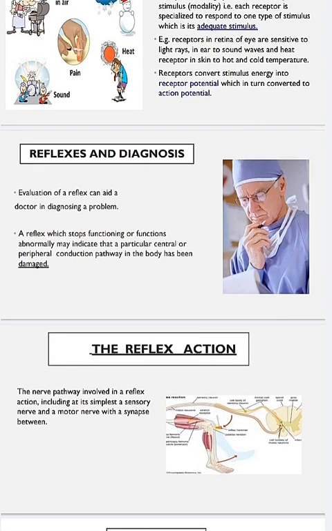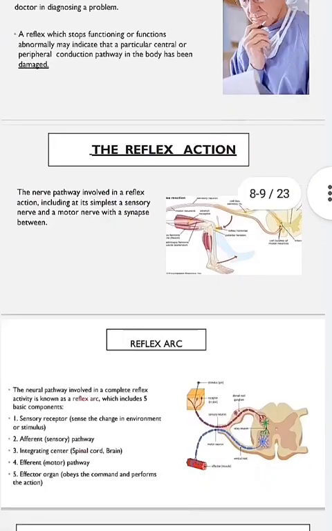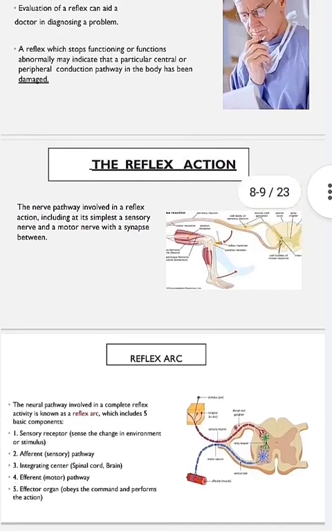The reflex action. The nerve pathway involved in a reflex action includes, at its simplest, a sensory nerve and a motor nerve with a synapse in between. Reflex arc. The neural pathway involved in a complete reflex activity is known as the reflex arc, which includes five basic components. Sensory receptors sense the change in the environment or stimulus. Afferent sensory pathway, integrating center, spinal cord or brain. Efferent motor pathway, and effector organ, which obeys the command and performs the action.